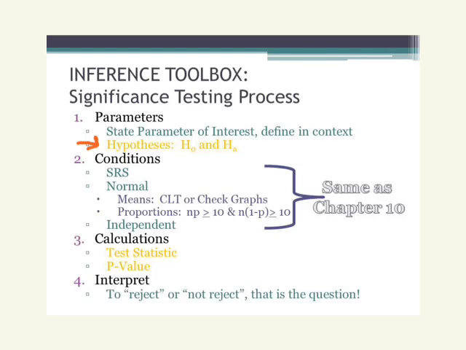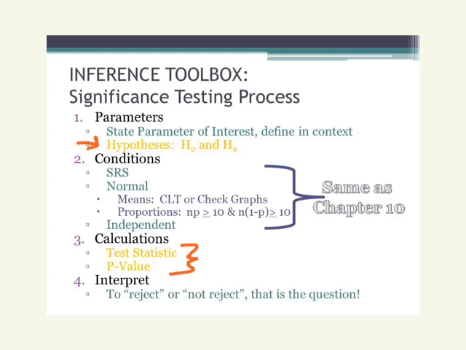Okay? And then our third step, again, is calculations. And obviously, we're not calculating a confidence interval, so we're going to have some different values there. What we're going to talk about today is the idea of a test statistic and what we call a p-value. Okay? And these are pretty simple concepts, and I think you'll grasp them relatively easily. But this is what we use to help make our decision. And then our fourth and final step is that we need to make an interpretation of our significance test.